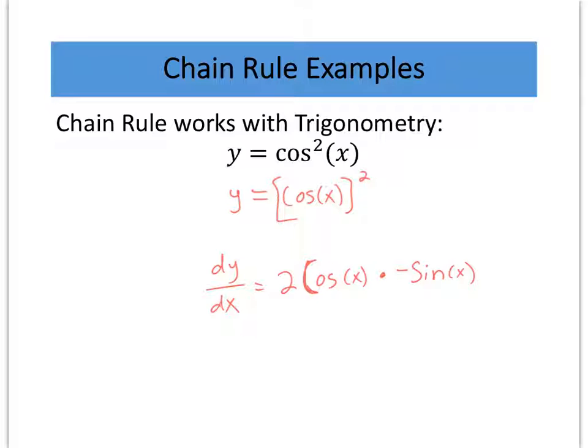So I need to take the chain of the inside being this stuff in here. And for niceness purposes, let's clean it up to be negative 2 cosine x times sine x. So someone doesn't get confused that this is still a multiplication problem. There's no addition or subtraction in here.